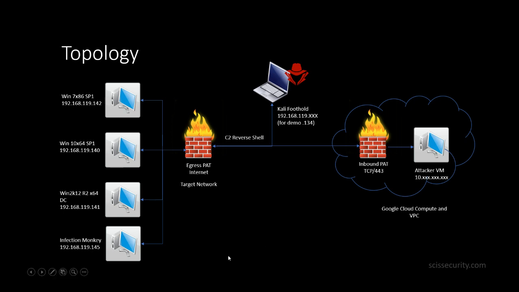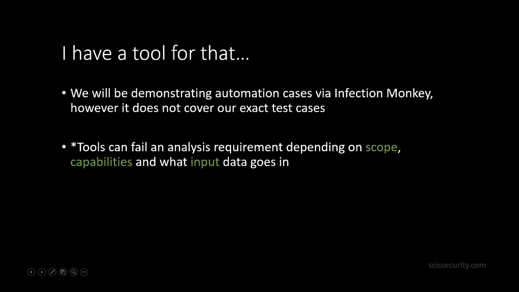We're also going to assume that you can create connections outbound to the internet, and we will have a Google Cloud Compute VPC instance in there with our attacker VM to listen in as our shell kicks back on one of our demonstrations here. You might say, I have a tool for that. We have a demonstration automation use case via Infection Monkey. There might be Red Canary or whatever else you want to use. But every tool has their pros and cons. Every tool has their strengths and weaknesses and their scopes for how you should use them. And so you can't exactly rely on everything in one tool set, right?